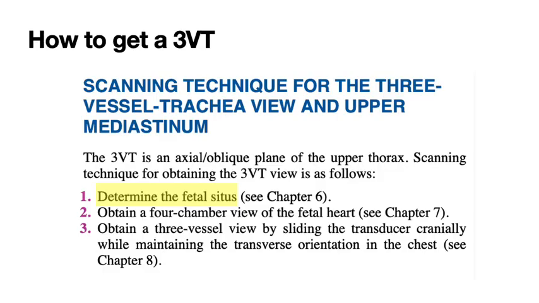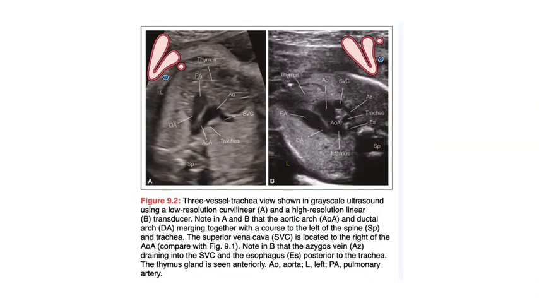All right, well, how do you get a three-vessel trachea? Here we go. I just threw this in here to remind you that the first step of getting any image is determining the fetal situs. In this picture, there are two views of the same thing for the most part. Just get familiar with it.